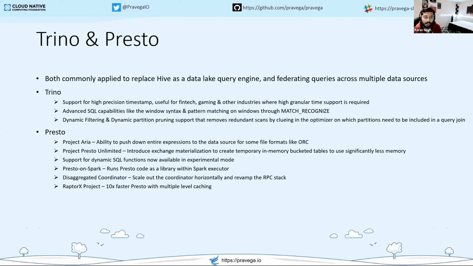For instance, Trino now has support for high precision timestamp, which is useful in the domains of fintech, gaming, and other industries where highly granular time support is required. It also has support for advanced SQL capabilities like the window syntax and pattern matching on windows through the MATCH_RECOGNIZE construct of a query. It supports dynamic filtering and dynamic partition pruning, which removes redundant scans by clueing in the optimizer on which partitions need to be included in a query join whenever we fire a query which has any join. So Trino has support for that now.